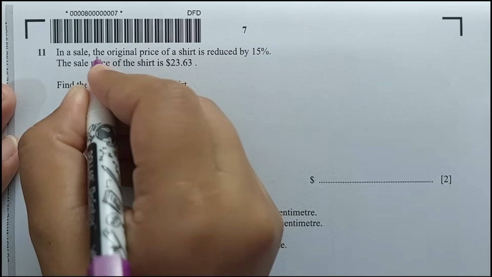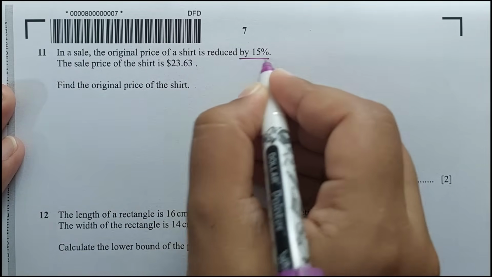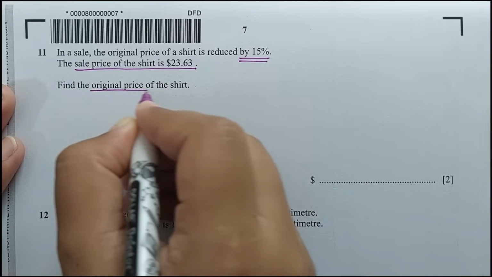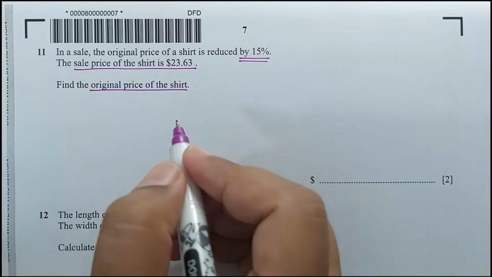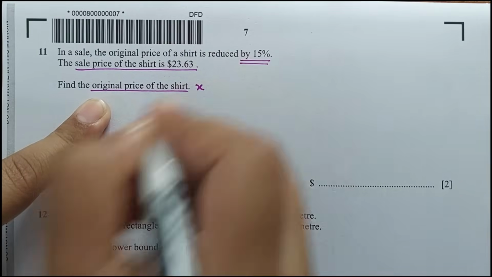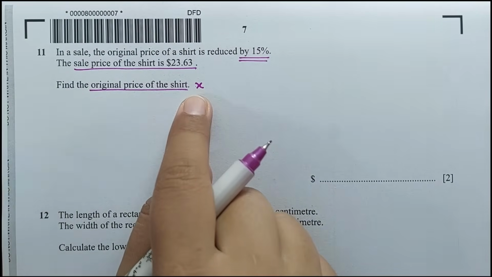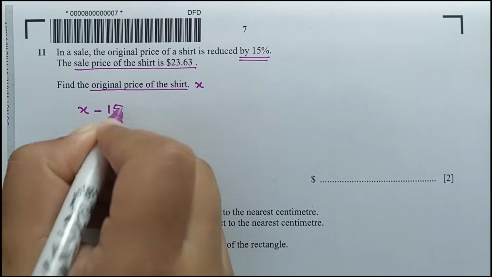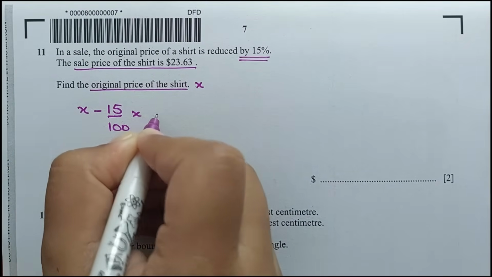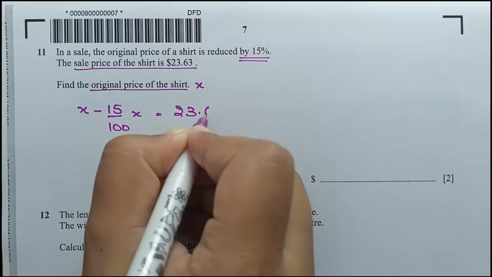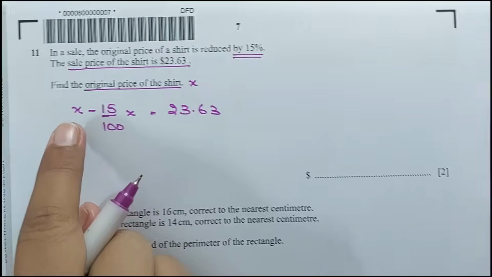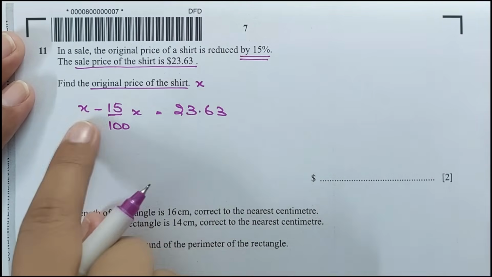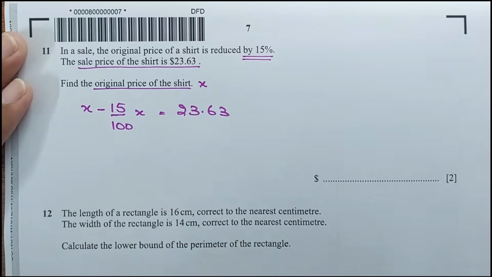Question number 11. In a sale, the original price of a shirt reduced by 15%. The sale price of the shirt is this much. Calculate the original price of the shirt. Okay. So let's say the original price of the shirt is X, right? So from the original price, you have to reduce 15% of the original price, you will get the sale price. Let me repeat it again. From the original price of the shirt, if we do a reduction, it's reduce 15% of the original price, you will get the sale price.